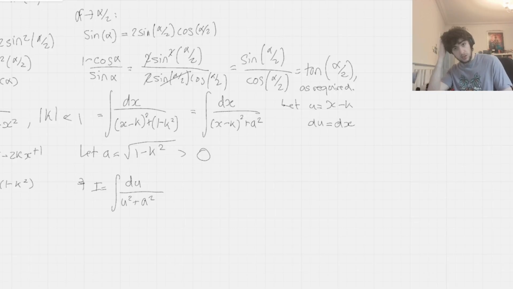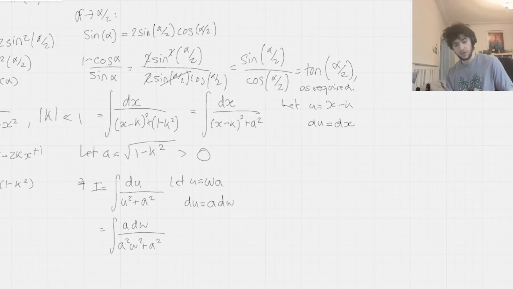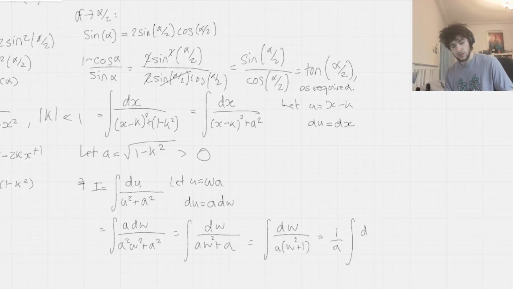Now, some people know this integral off by heart, but I'll go through it. Effectively, you can let u equal aw, right? So du/dw is equal to a, so du is equal to a dw. And so our integral becomes the integral of a dw divided by a squared w squared add a squared. So we can factor out the a squared from the denominator. First of all, we can divide top and bottom by a, so you're just going to get dw over a w squared plus a, which is equal to the integral of dw over a multiplied by (w squared plus 1). So obviously it's going to be 1 over a multiplied by the integral of dw over w squared plus 1.